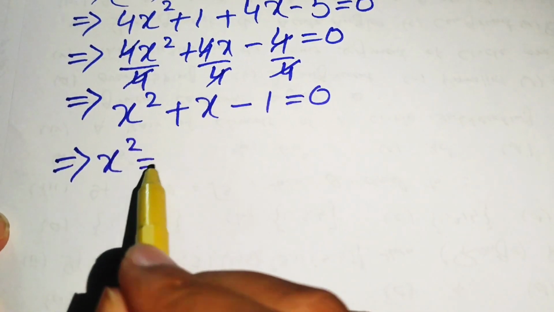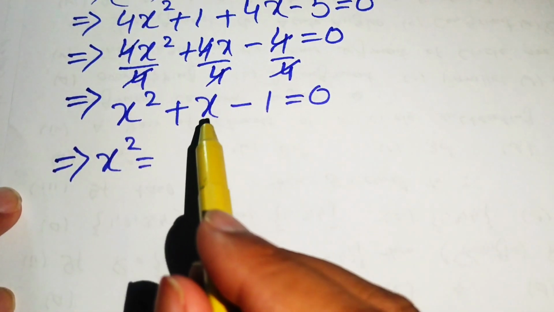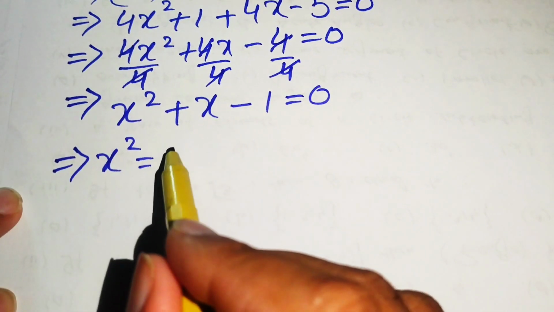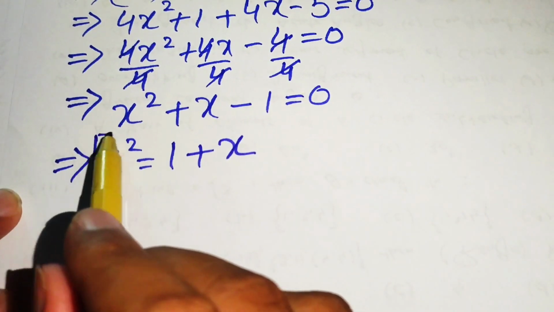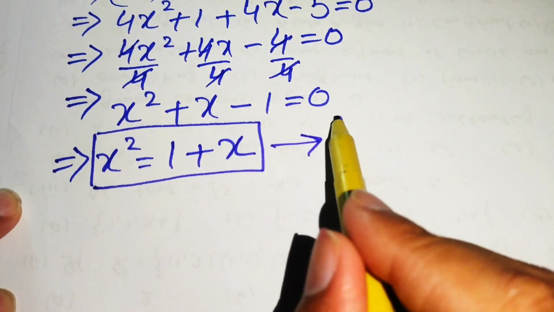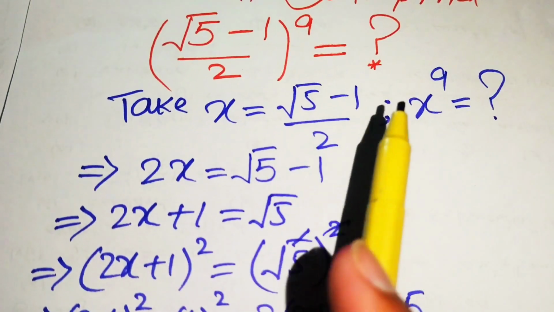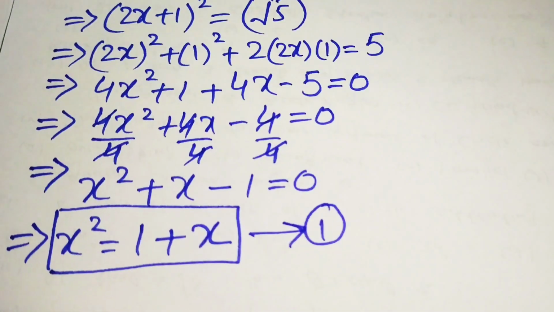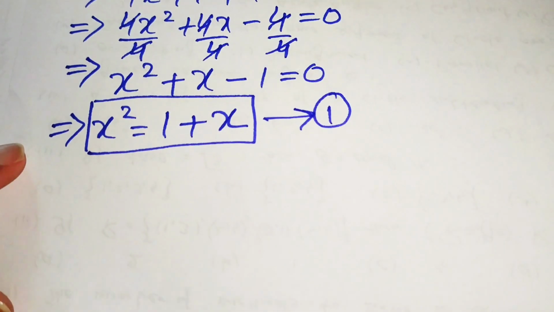Now we separate the value of x². We move this plus x and minus 1 to the right-hand side. When we move this minus 1 to the right-hand side, it becomes plus 1 plus x. We call this equation number 1. In order to find the value of x to the power of n, our main term is this x² = 1 + x.